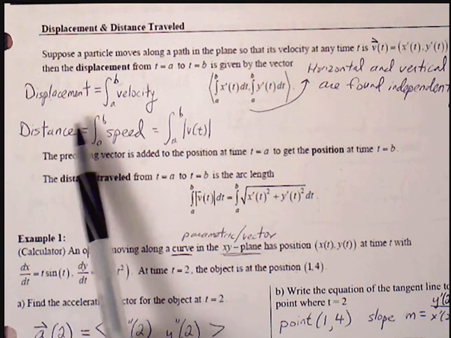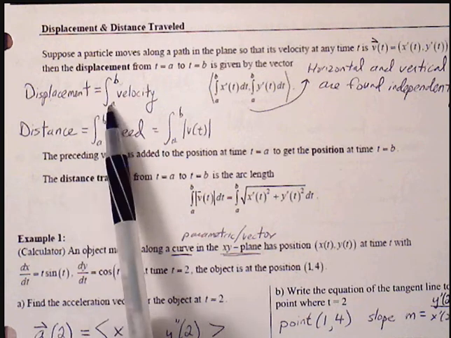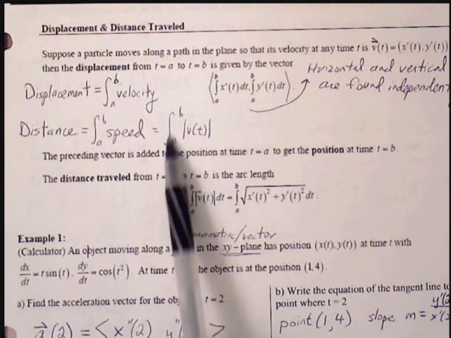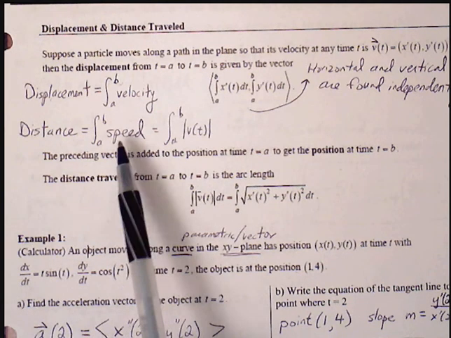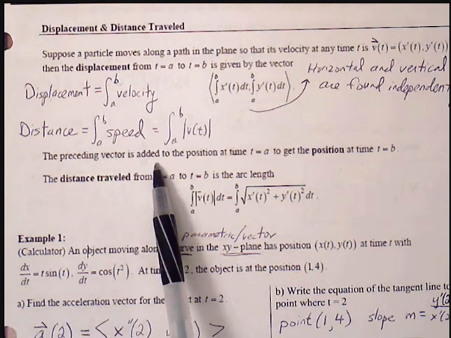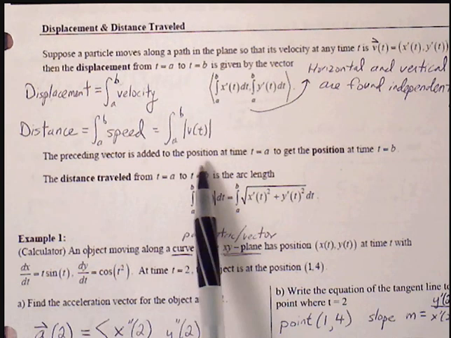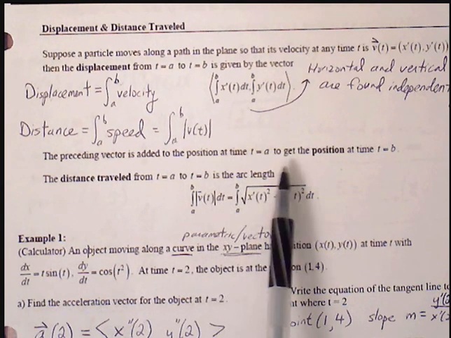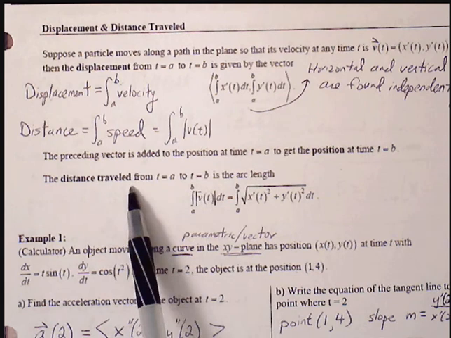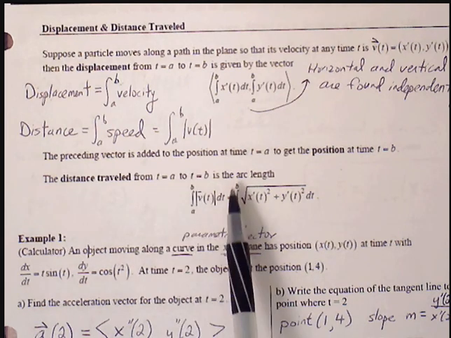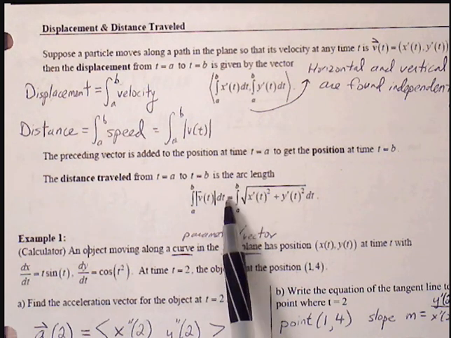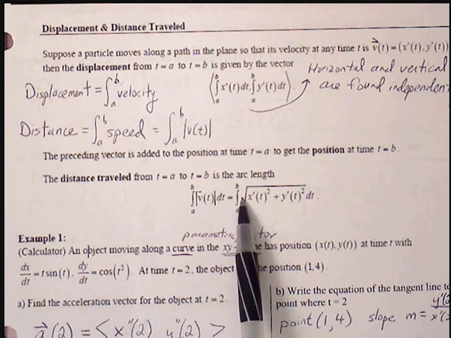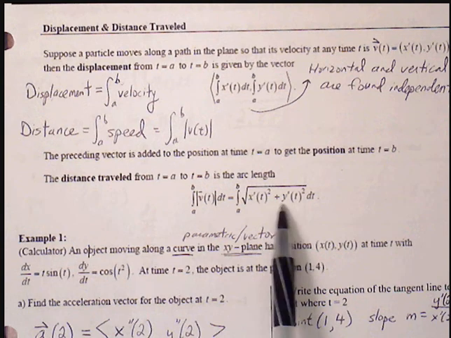Distance is the total distance traveled. Think of it as the integral of the absolute value of velocity, which in other words is speed. So the integral of speed. The preceding vector is added to the position at time t equals a to get the position at time t equals b. The distance traveled is basically arc length. Arc length, we learned from last section, is the definite integral of the square root of x prime of t squared plus y prime of t squared.